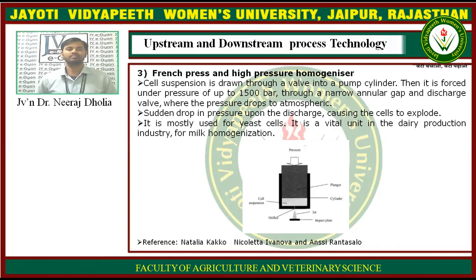Okay, so in the pump cylinder the cells feel the high pressure, and suddenly the cells are forced to discharge through a fine valve, and they feel the atmospheric pressure. This sudden change in pressure from 1500 bar to atmospheric pressure, the sudden drop in pressure upon the discharge, causes the cells to explode. Okay, so the cells will explode, and it is mostly used for yeast cells. It is a vital unit in the dairy production industry, and is also used for milk homogenization.